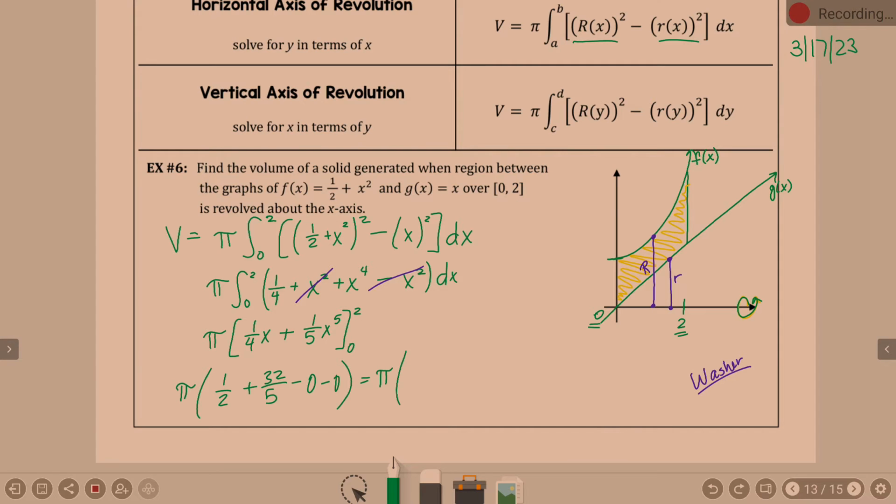So in order to add, I need a common denominator. Common denominator of 10. So 5/10 plus 64/10. That's 69 pi over 10.